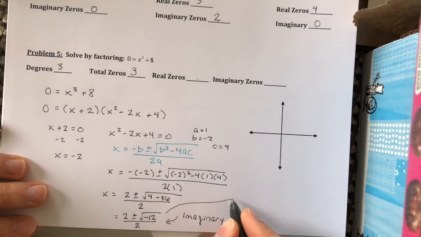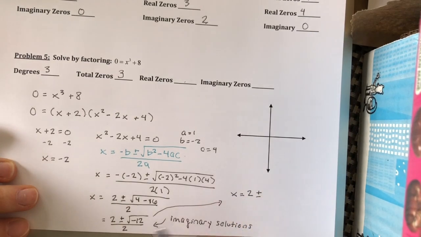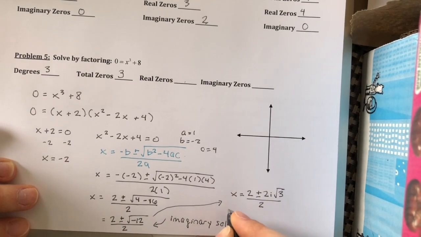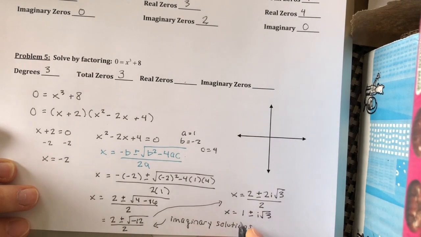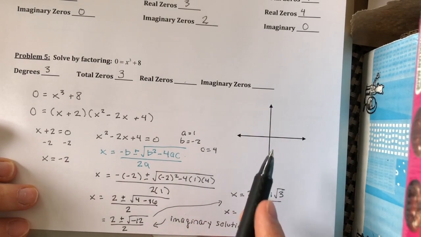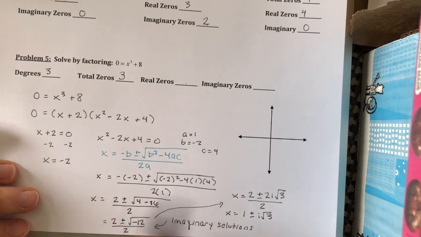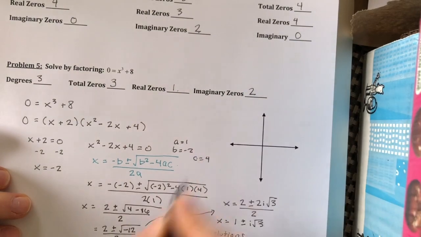And if we simplify, if I take out that negative as an i, and I split this up, I'm going to get 2i square root of 3 over 2. Simplifying fully, I'll get 1 plus or minus i square root of 3. This is a complex number. We're not capable of graphing this in the real number plane. But notice there are 2 imaginary zeros, 1 plus i square root of 3 and 1 minus i square root of 3. So I get 1 real zero and 2 imaginary zeros.